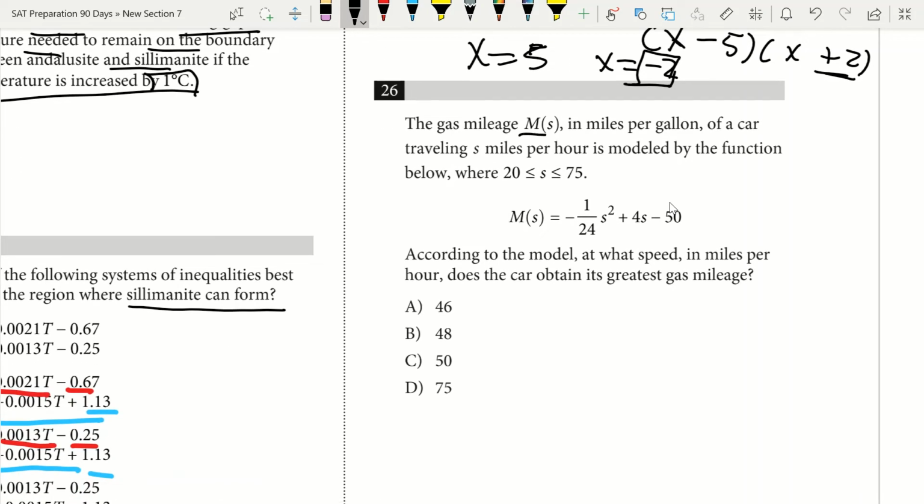The gas mileage M in miles per gallon of a car traveling S miles per hour is modeled by the function below. We know S has to be between those two numbers. Now we're given M of S. According to the model, at what speed in miles per hour does the car obtain its greatest gas mileage?